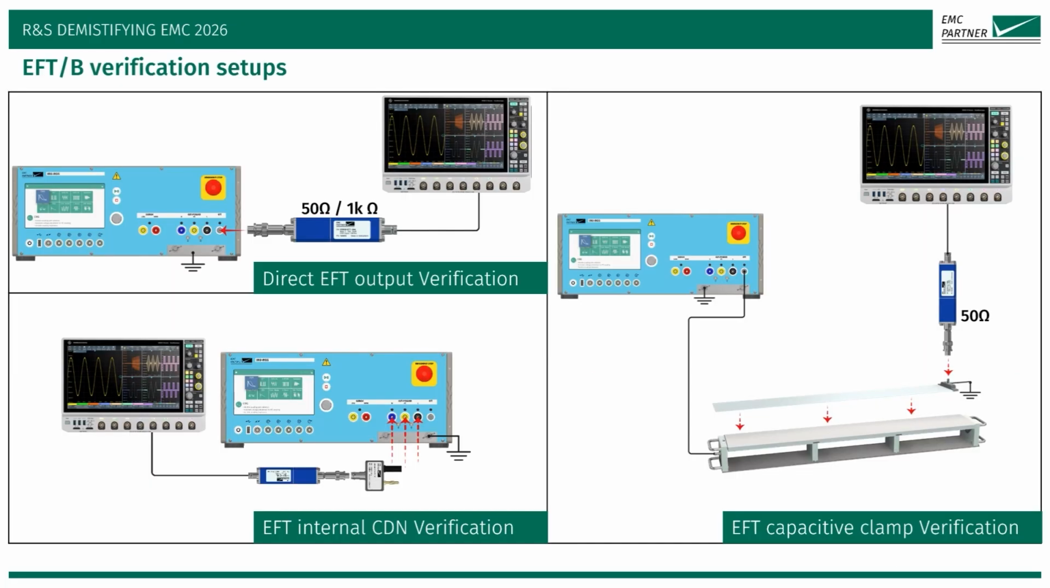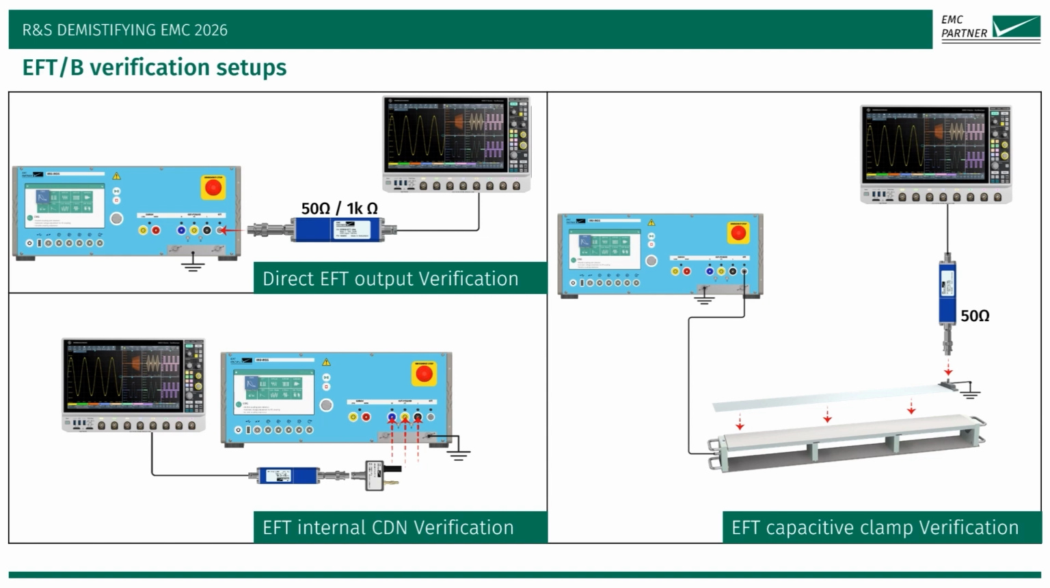This slide illustrates three examples of verification setups for burst testing. To ensure the generator output is within standard tolerances, the verification can be conducted periodically, maybe once a month or every 3 months, etc. It is up to the test lab to decide. First, we perform the direct EFT output verification. This is a high voltage measurement directly at the generator's output using a specialized 50 ohm or 1 kilo ohm load to verify the pulse shapes in different plots.